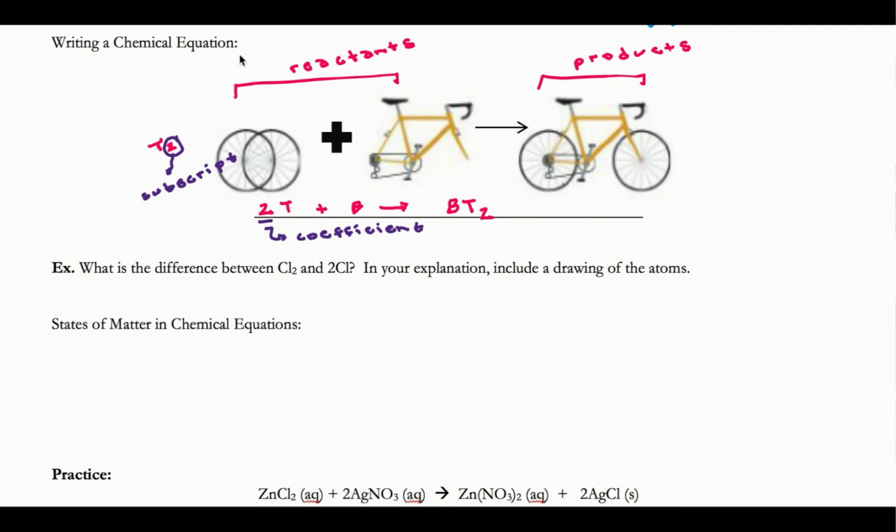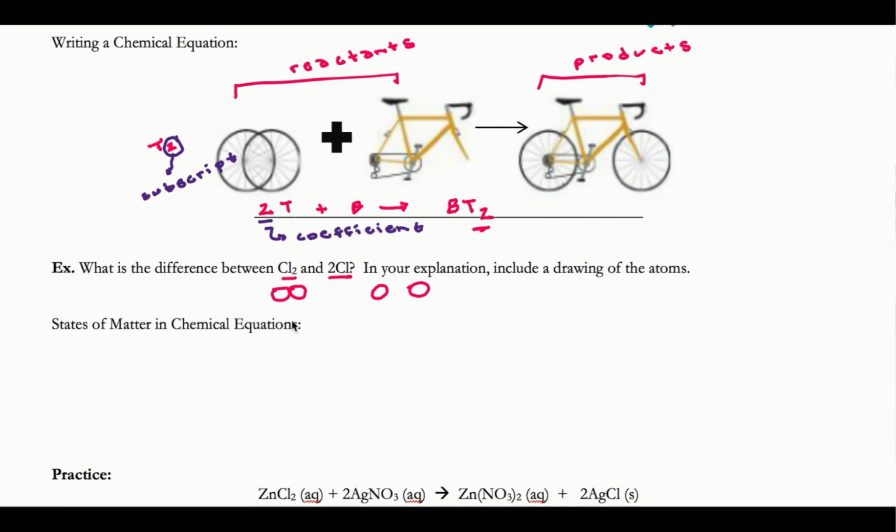Okay? So what is the difference in this example problem? What is the difference between Cl2 and 2 Cl? Okay, well, in Cl2, you're going to have 2 chlorine atoms that are chemically bound together, just like the tires were in your products. In 2Cl, you'll have 2 individual chlorine atoms.